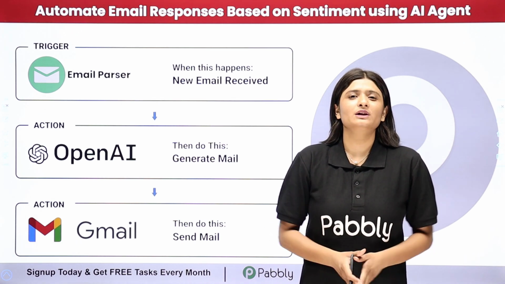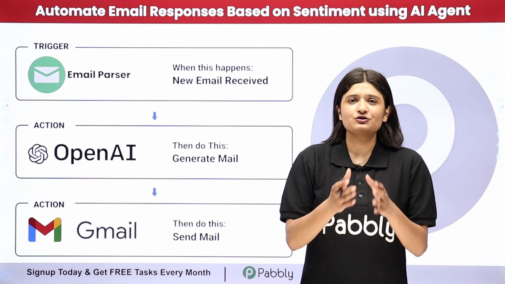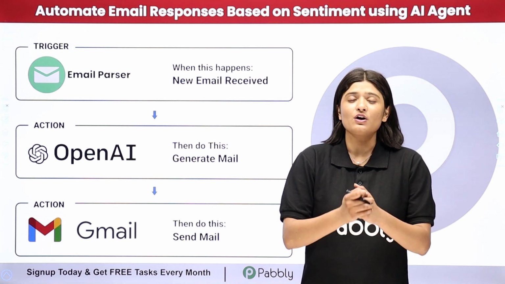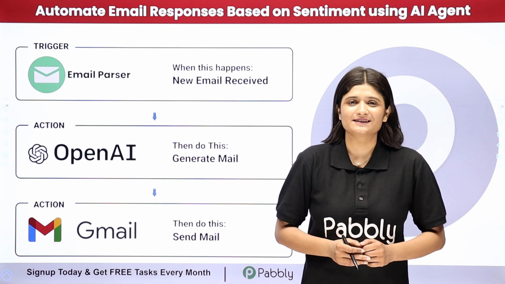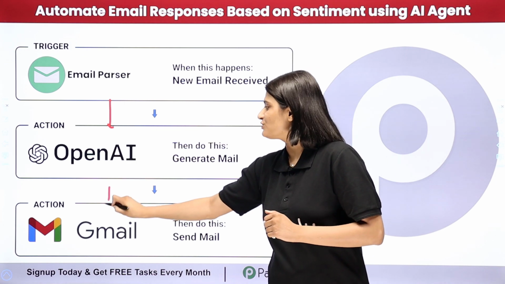Now doing this manually will consume a lot of time, so I am completely going to automate this process. And to do this automation, I am going to use Pabbly Connect. So Pabbly Connect is an amazing automation and integration software which requires no coding or programming skills. Here I just need to build connection between email parser, OpenAI and Gmail.